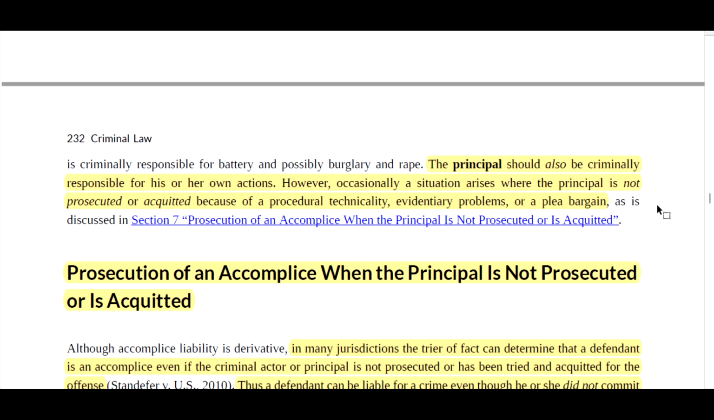Yes, the principal offender should be criminally responsible for their own actions. However, occasionally a situation arises where the principal is not prosecuted or acquitted because of a procedural technicality, evidentiary problems, or a plea bargain.